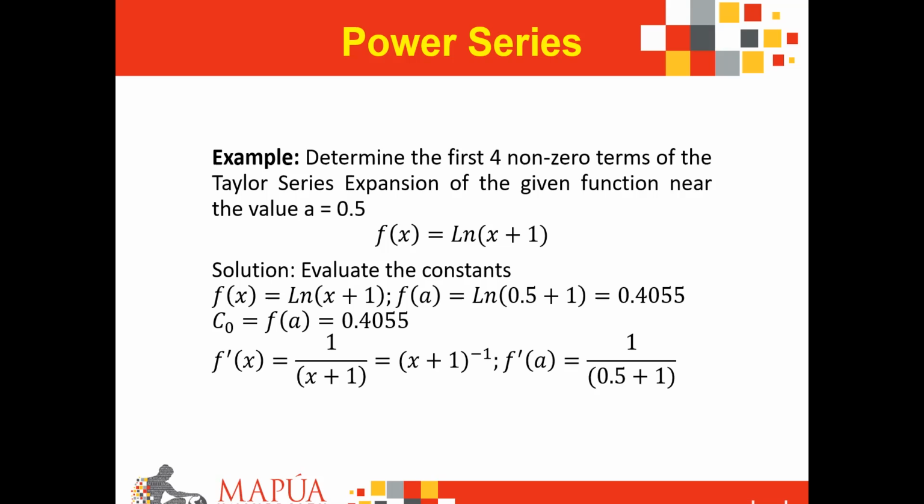Your first derivative of your function carries the form ln u, therefore it's simply equivalent to 1 over u du, giving us a first derivative x value of 1 over x plus 1, or simply x plus 1 raised to negative 1. Thus, the first derivative at a gives us this solution, replacing your x with 0.5, hence giving us a first derivative at a value of 0.6667. Hence, your C1 is now equivalent to 0.6667 over 1 factorial, which gives us a constant C1 value of 0.6667.